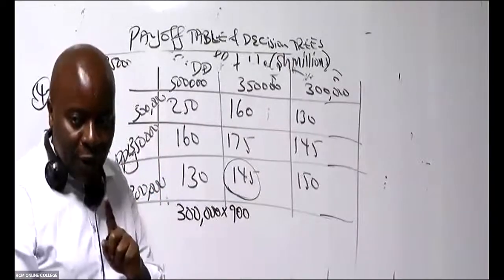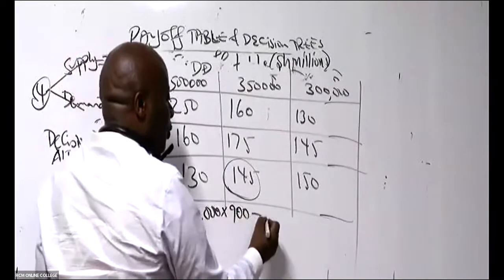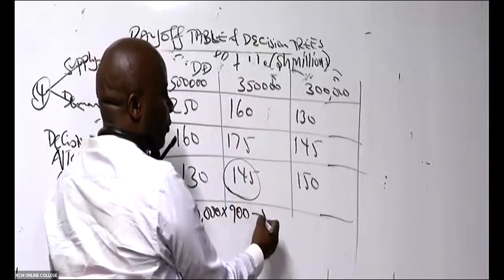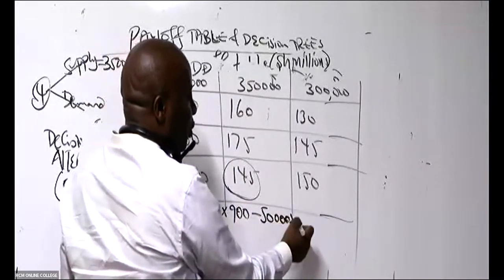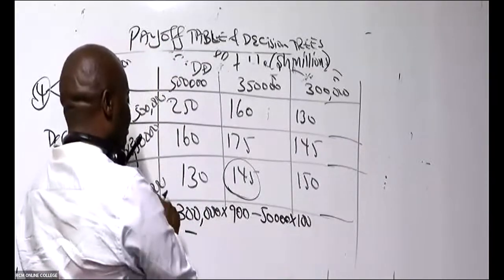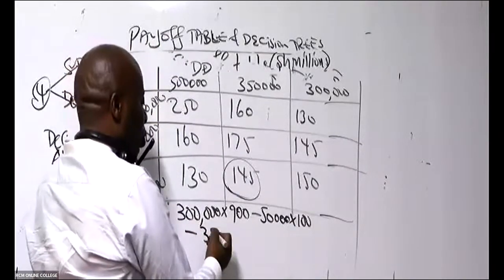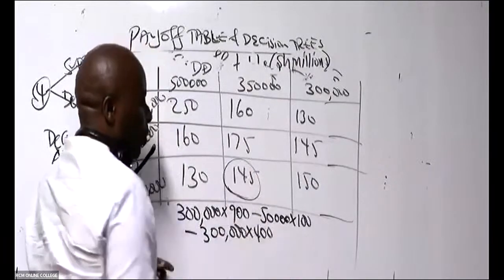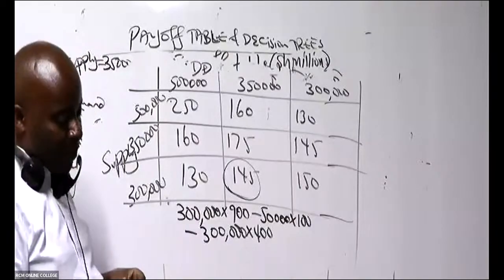At what price? At 900. But then we have 2 costs. The first cost will be the cost of disappointing customers. How many customers shall we disappoint? 50,000. And for each customer you disappoint, you're losing 100. Minus the total cost of supply. Total cost of supply is 300,000 times 400 for supplies.